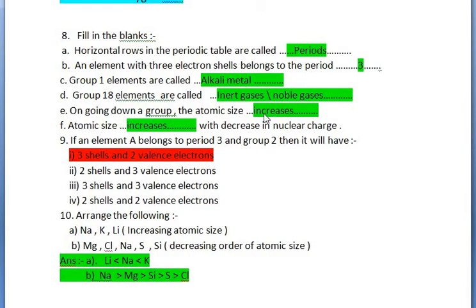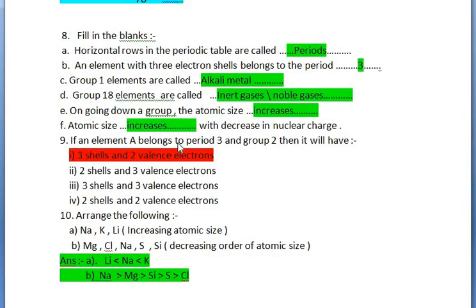On going down a group, the number of shells is increasing down a group. It means atomic size will increase. Atomic size decreases with the increase in nuclear charge. Nuclear charge and atomic size are inversely proportional to each other. It means if one is increasing, the second will automatically decrease. Now in this case nuclear charge is decreasing, so the atomic size will increase.